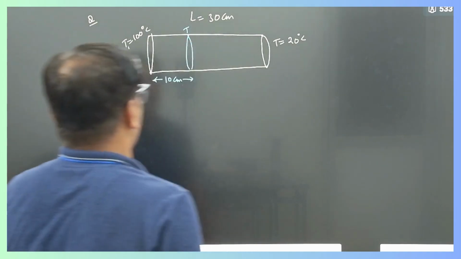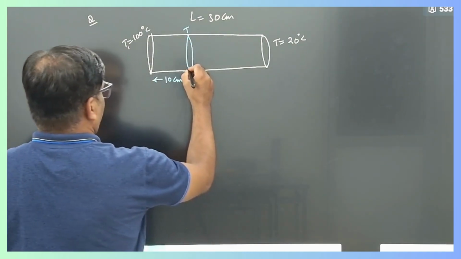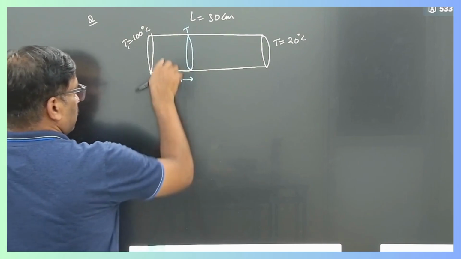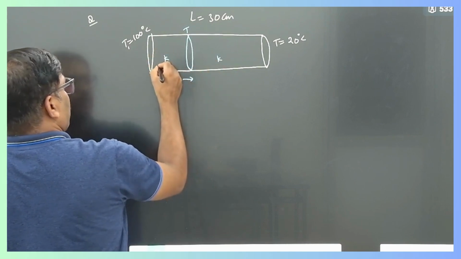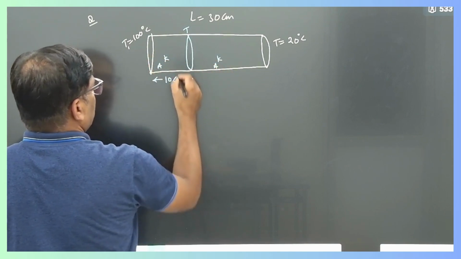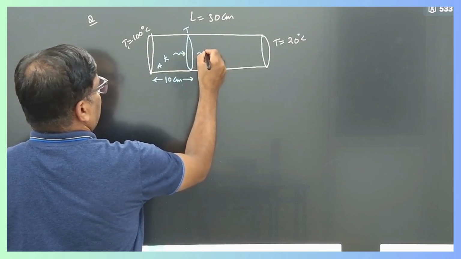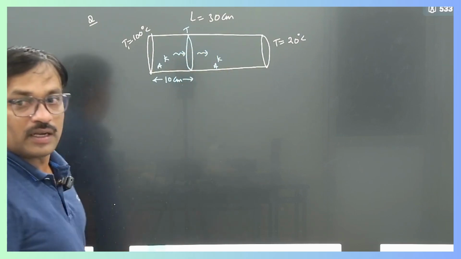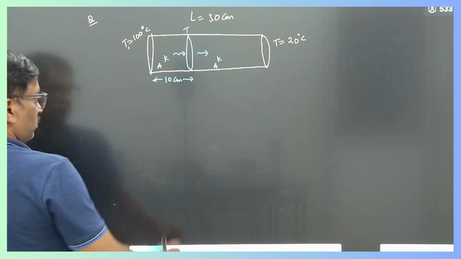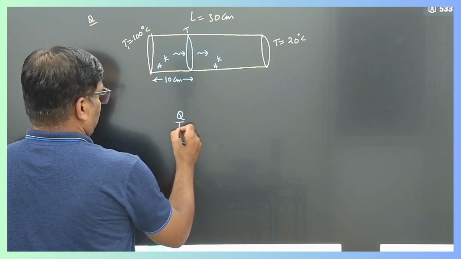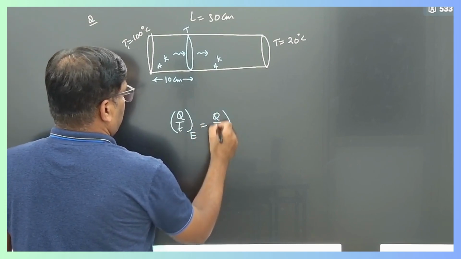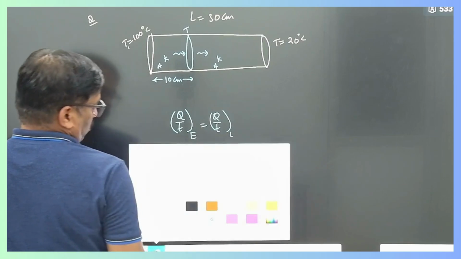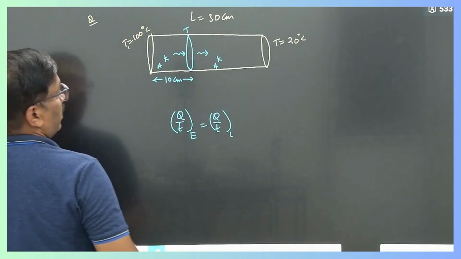So how do we calculate it at steady state? The same way. This rod is the same, so thermal conductivity will be the same, and the area of cross section is also the same. How much heat is entering, that much heat will be leaving. So the rate of flow of heat energy which is entering and the rate which is leaving should be equal. So what is the rate of flow of heat energy?